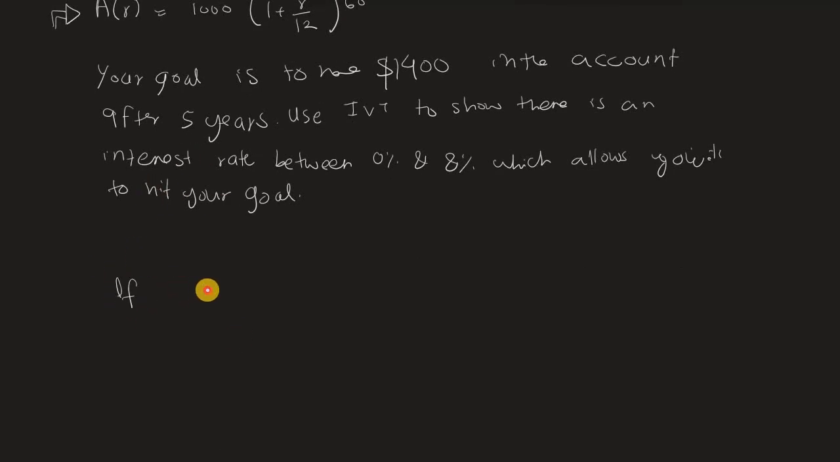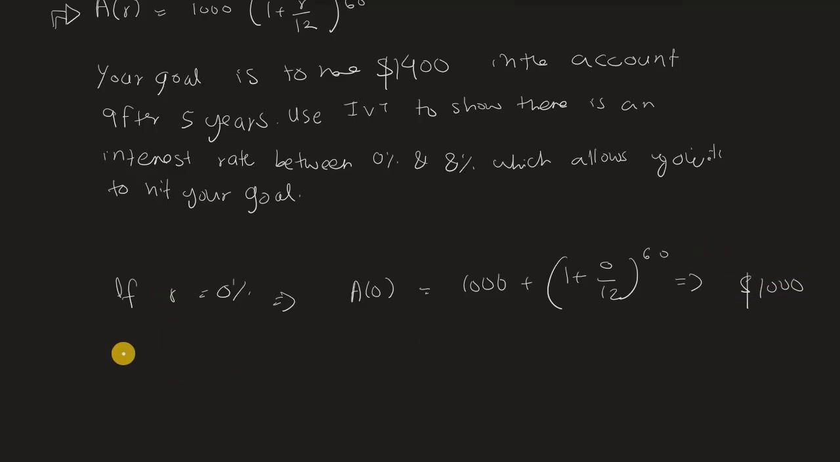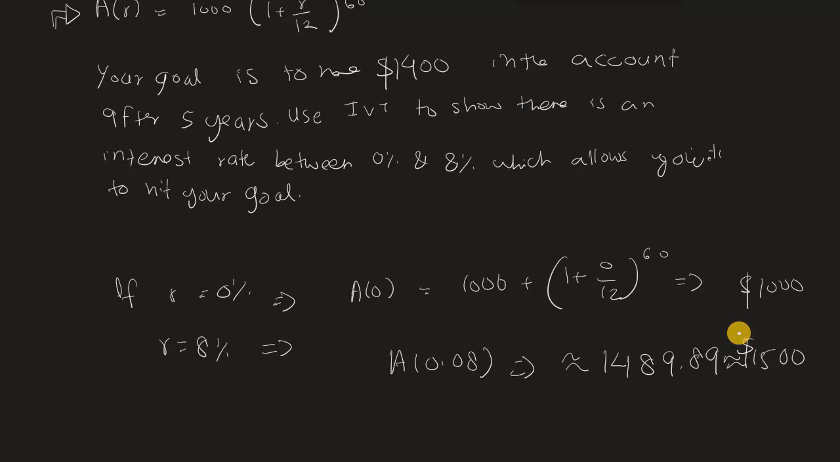First of all, we have to figure out the amount for the 0% interest rate. If you plug this into the formula, A of 0 is 1 plus 0 over 12, to the power of 60, so this gives you $1,000. Then we have to figure out the amount for 8%. If you plug 0.08 into the formula, you get something like 1489.89. Let's say we get 1500, just rounding it off.